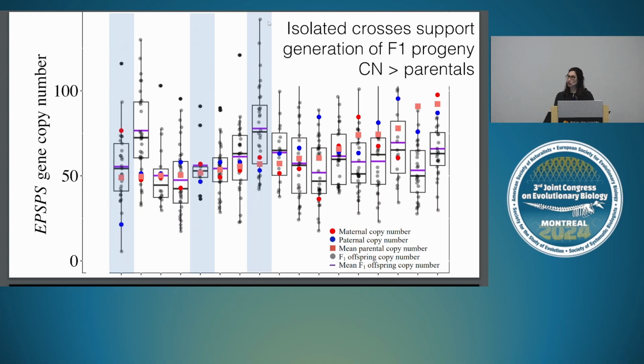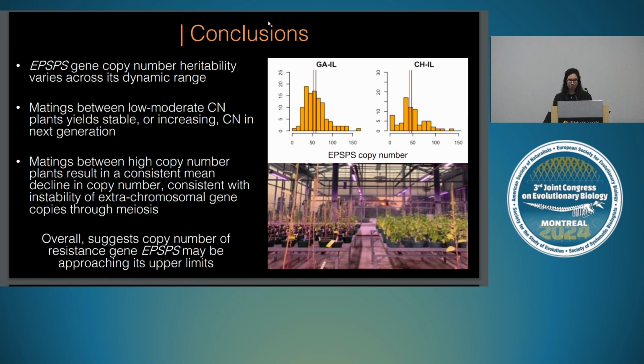Now, the populations we have been studying likely or almost certainly have a history of glyphosate use, but we did not use any glyphosate or apply any glyphosate stress during our experiments. We used seed families that were collected from the field, but grown in benign greenhouse conditions. So one of our next steps is going to be to impose that glyphosate stress and to further quantify how these dynamics are affected by that stress.